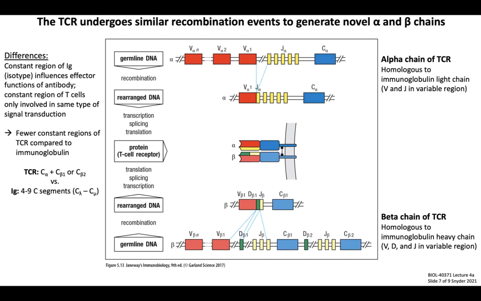So the locus encoding constant regions of the TCR is much simpler than that of immunoglobulin because there's only one constant segment used in the alpha chain and two possible constant segments used in the beta chain, which are extremely similar to one another. This is in comparison to the constant segments of the immunoglobulin locus, where there are 4 to 5 different C segments that can be used for lambda light chain proteins and up to 9 that can be used for heavy chain proteins. The number of gene segments directly corresponds to differences in functionality between the immunoglobulin molecule and the TCR, and we will learn more about this over the course of the next few lectures on adaptive immunity.